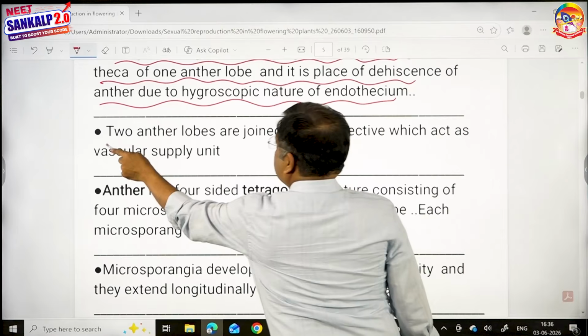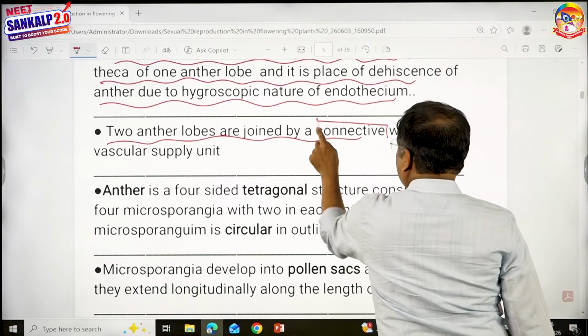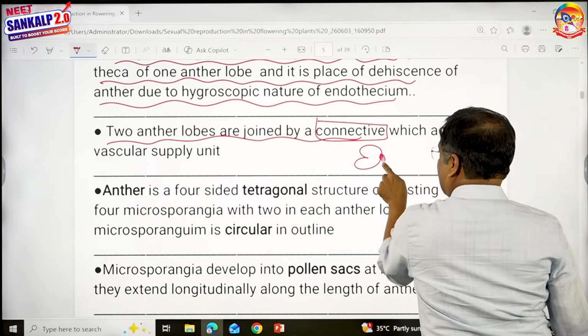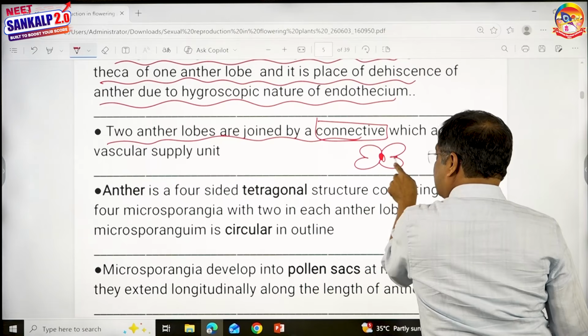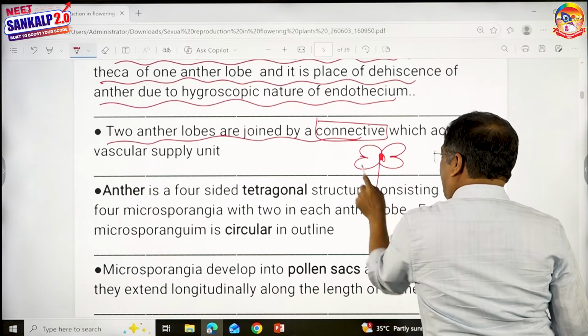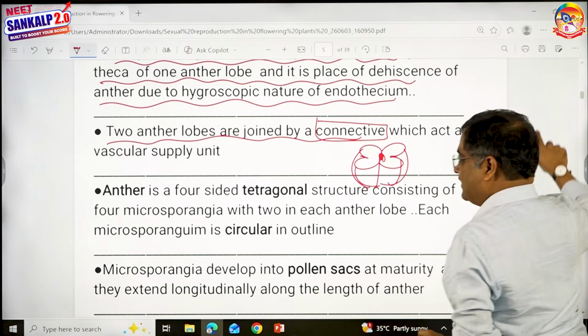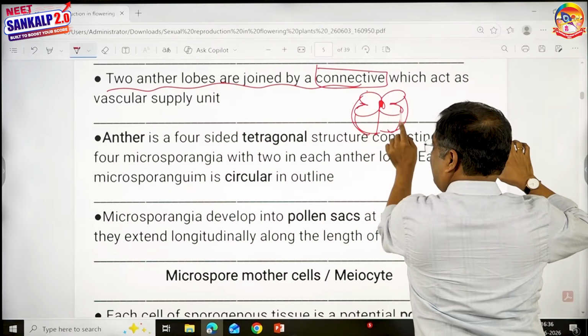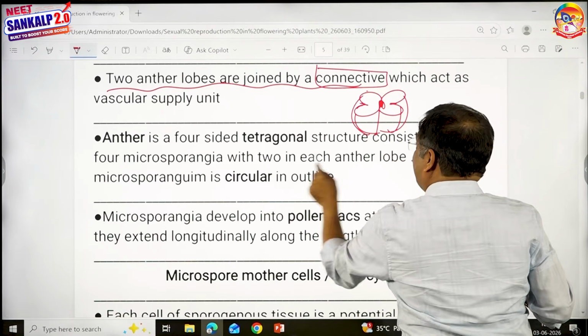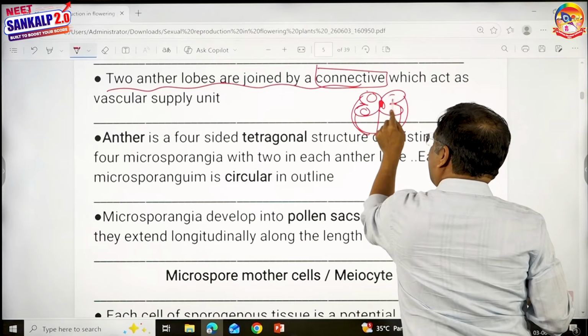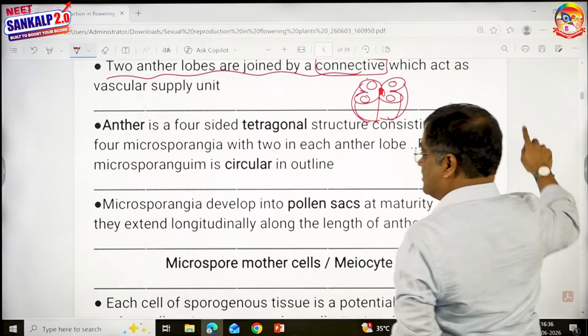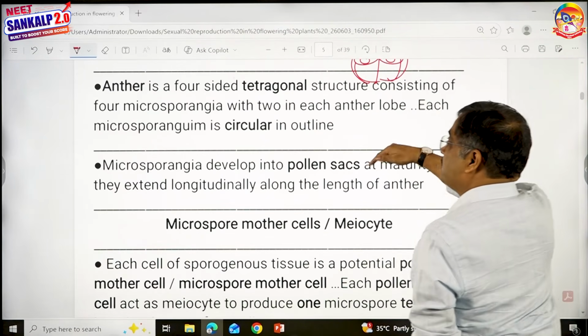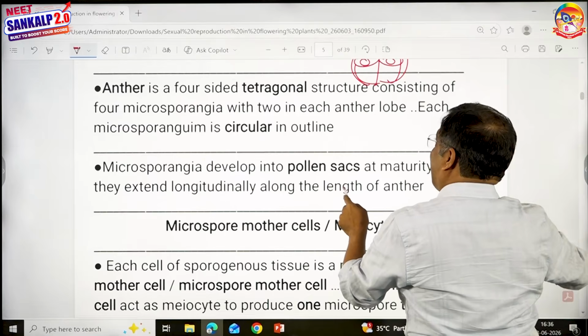Two anther lobes are joined at the connective, which we have seen. This is the connective, this is the connective, this is the longitudinal groove. All right, this is easy to remember. Anther is tetragonal. Look here, this is tetragonal, whereas each microsporangium is more or less spherical. This point is important. Microsporangia develop into pollen sacs.